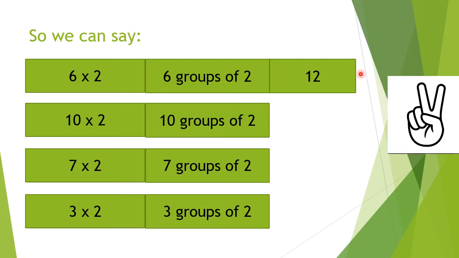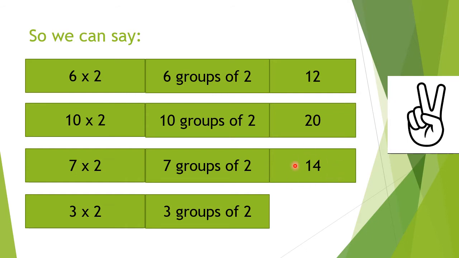Mana yang kamu suka. So, 10 times 2 is 10 groups of 2 and jawapannya 20. 7 times 2, 7 groups of 2, jawapannya 14. And then 3 times 2, 3 groups of 2, jawapannya 6. So, ani tiga-tiga ani yang ani. So, 6 times 2, 6 groups of 2, 12. Ani semua ni sama artinya.